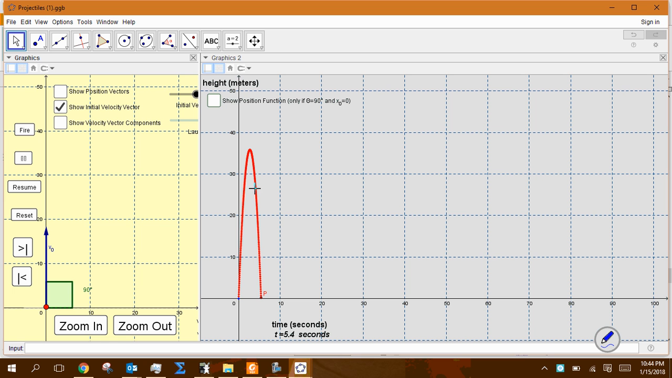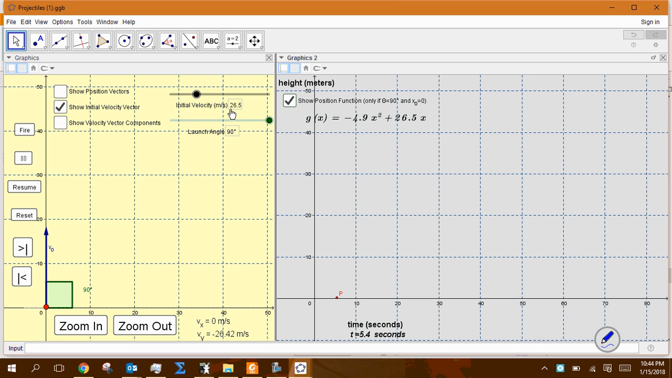So what happens is that we can create a formula for this parabola, which is actually pretty easy to do. It looks something like that, where this is your initial velocity. If you remember the 26.5 that I put in here, it shows up right there. This is in meters per second. And that's half the acceleration due to gravity, which is 9.8 meters per second per second.